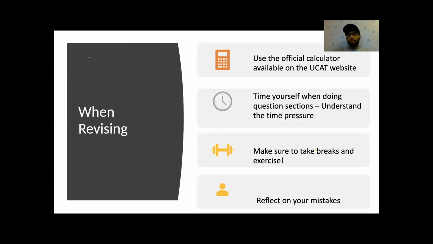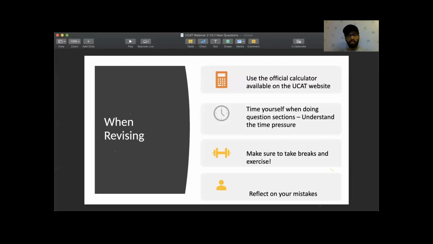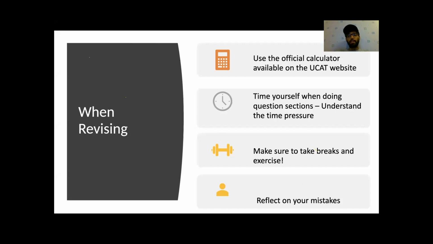Yep. So when you're revising, what we've got here is just a couple of tips. The official calculator on the UCAT website is going to be almost ancient, is what I would describe it as. It's not like your normal Casio calculators that you might have in your pencil case. You really want to make sure you're familiar with it, because it will be your best friend when you can't work out anything in your head, basically, or on paper.